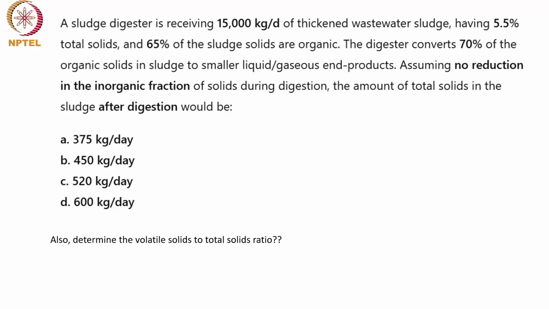Inorganic solids will not be destroyed. Apart from that, the organic fraction is undestroyed, because 70% of the organic molecules are destroyed. So the remaining 30%, that is 1 minus 0.7, will give us 30%, right? That will be the organics that are not destroyed.